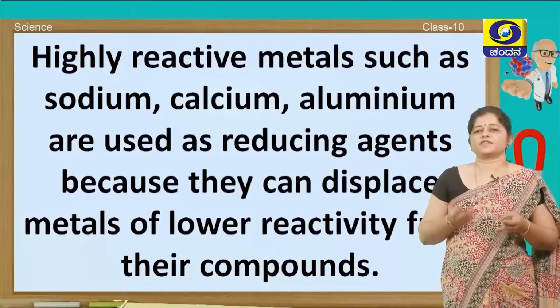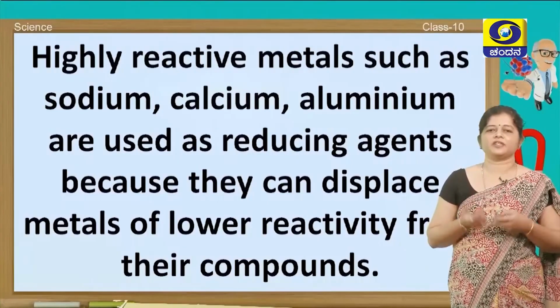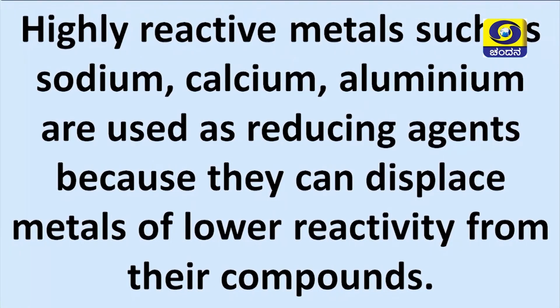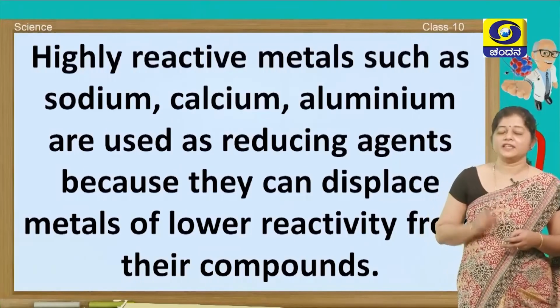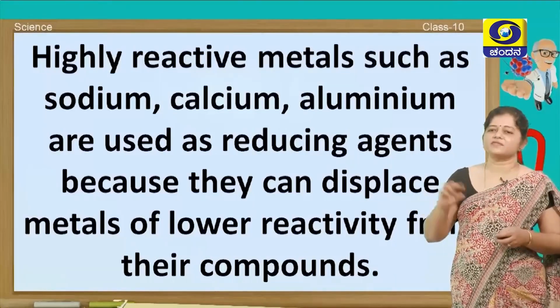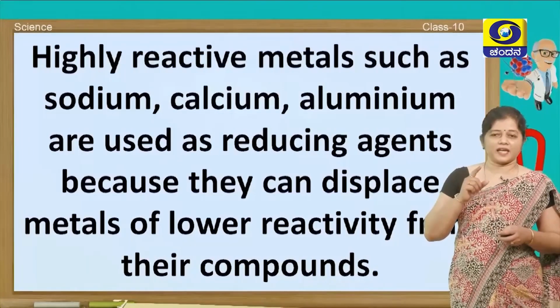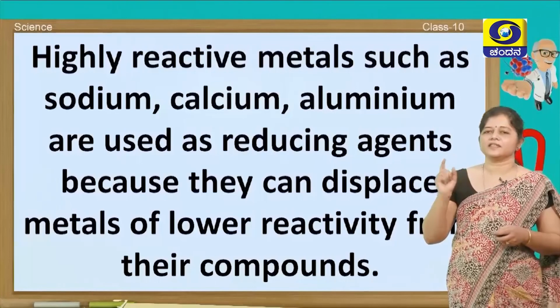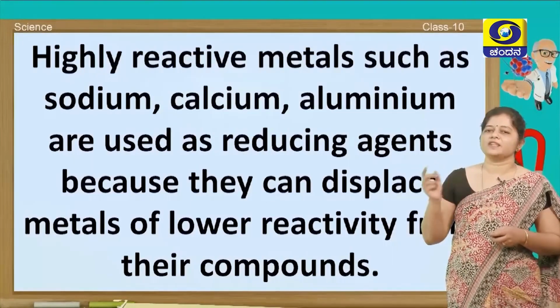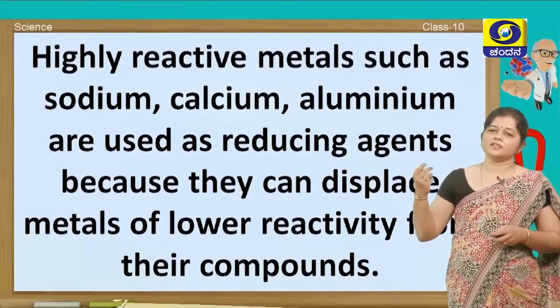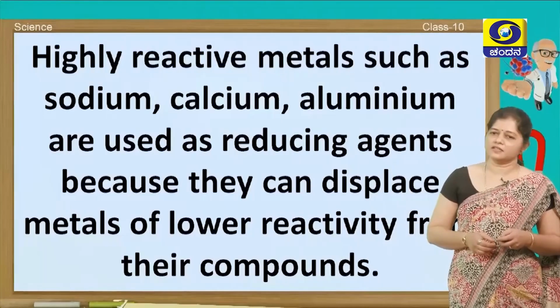Highly reactive metals such as sodium, calcium, aluminium are used as reducing agents because they can displace metals of lower reactivity from their compounds. This you have already learnt in your reactivity series. You know that if one metal is reactive, then it can displace another metal from its solution. So, using the same principle, we can use higher reactive metals such as sodium, calcium and aluminium as reducing agents to remove the metal from their metal compound.